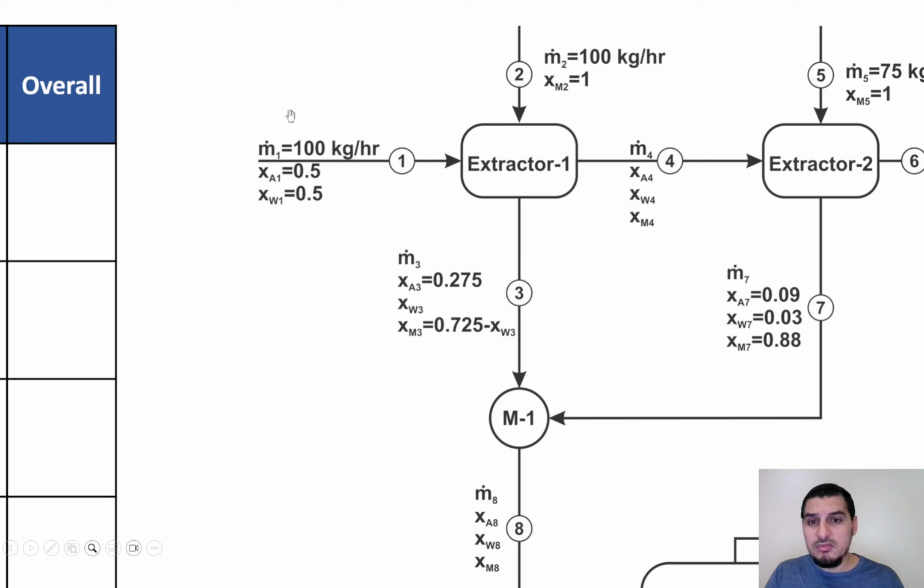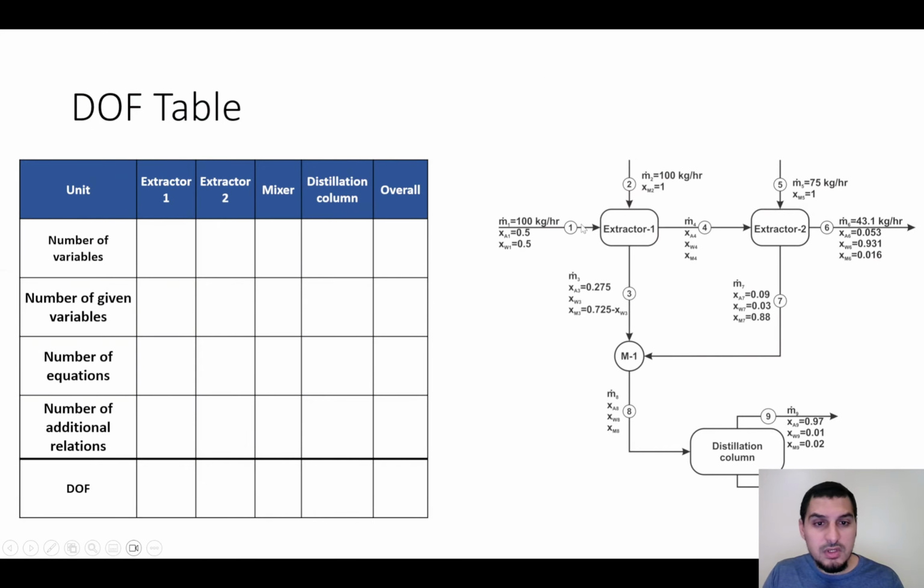Again, the total number of given information is 2, 3, 4. So we have 9 variables, 4 given variables, and we have 3 equations, A, W, and M, and no additional relations, and this will make the degrees of freedom equal to 2. So extractor 1 is not solvable with the given information. So let's move to extractor 2.